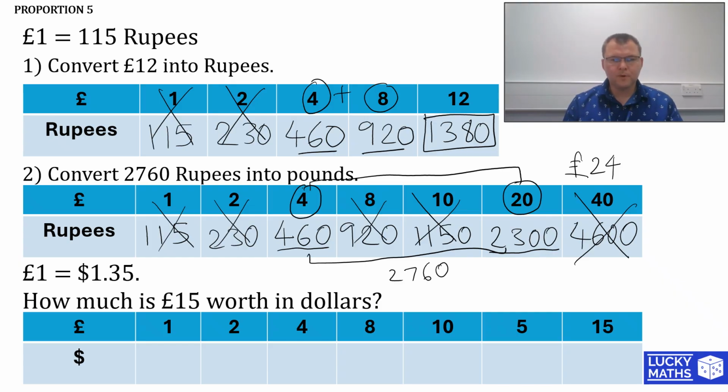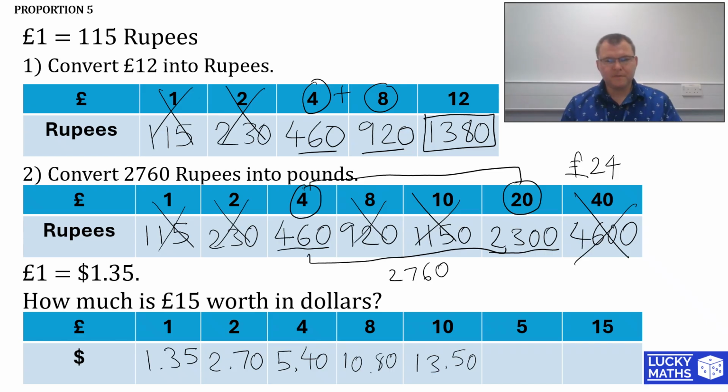Final example, I'm going to use dollars. £1 is $1.35. So if I want to work out £15 worth, one example would be to again double the 135, which is 270, double that, which is 540, and double that, which is 1080. And then if we times the £1 by 10, or in this case 135 times 10, we get 1350.